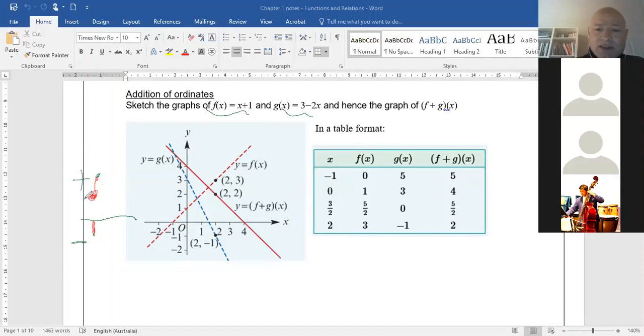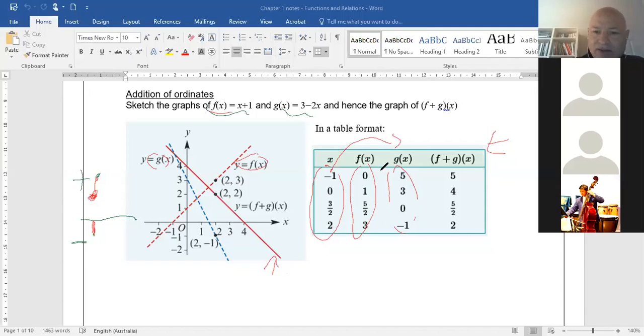So let's have a look at this one here. Then we'll go through the table as well so you can see. Here we've got a straight line, f of x equals x plus 1. When we put all these x values into f of x, we get these answers. When we put these same values into g of x, we get these answers, and we can sketch our graphs. There's my f of x, there's my g of x, the blue one. The dark red one is them added together.